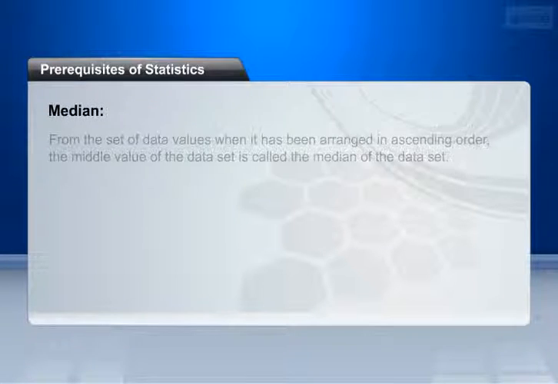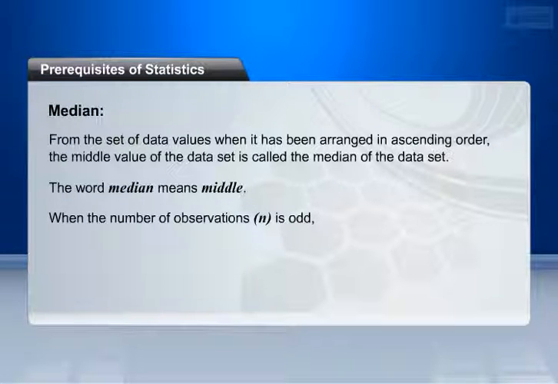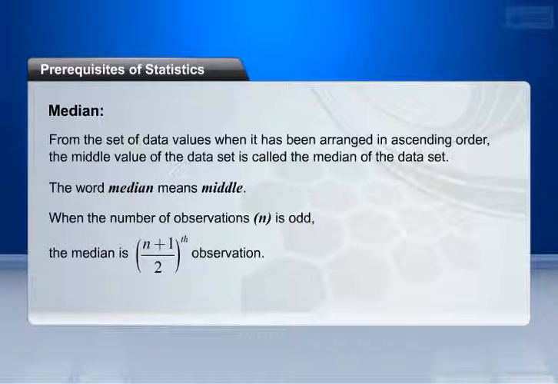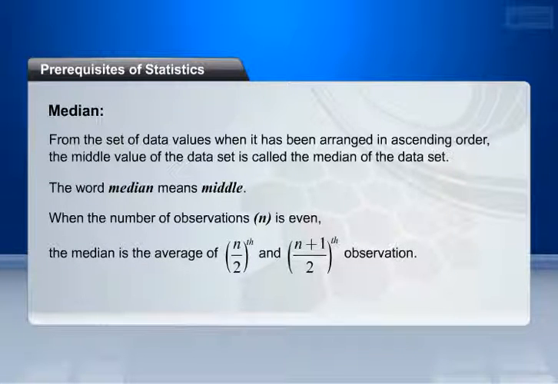Median. From the set of data values, when it has been arranged in ascending order, the middle value of the data set is called the median of the data set. The word median means middle. When the number of observations, that is, n is odd, the median is n plus 1 by 2 observation. When the number of observations, that is, n is even, the median is the average of n by 2 observation, and n by 2 plus 1 observation.